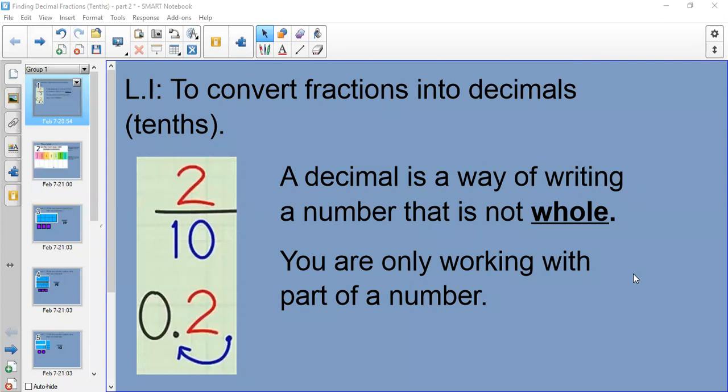So this is just a quick reminder that a decimal is a way of writing a number that is not whole, and you are only working with part of a number. And that is why our fractions here and our decimals here are similar. They are in the same topic because they both represent part of a number.